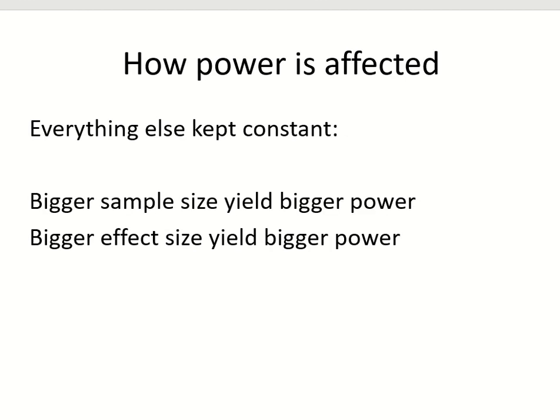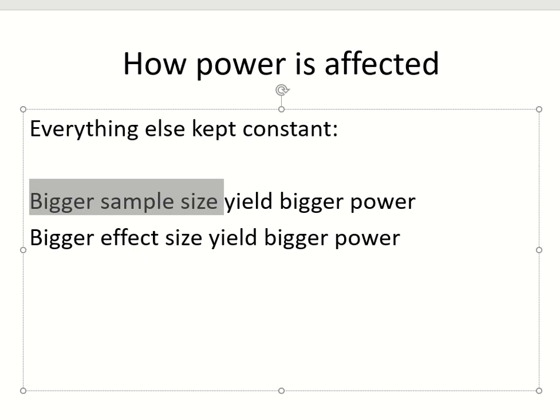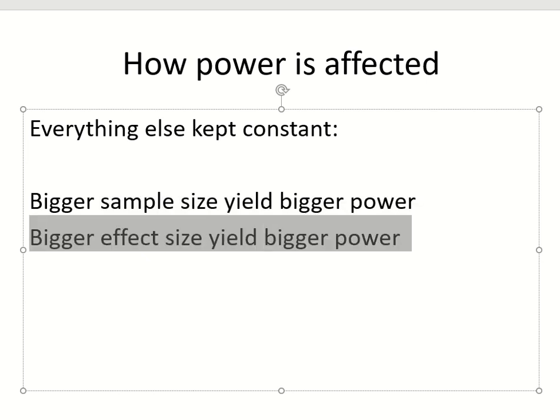Okay, so power is affected by effect size and it's affected by sample size. The bigger the sample size, the bigger your power. And the bigger your effect size, the bigger your power. Think about it. If I ask you, I'm comparing drug A to placebo. In one study, I'm recruiting 100 patients. In another study, I'm recruiting 500 patients. Which of these two would you think has a better chance of detecting the difference? You're probably going to say the 500 patients.